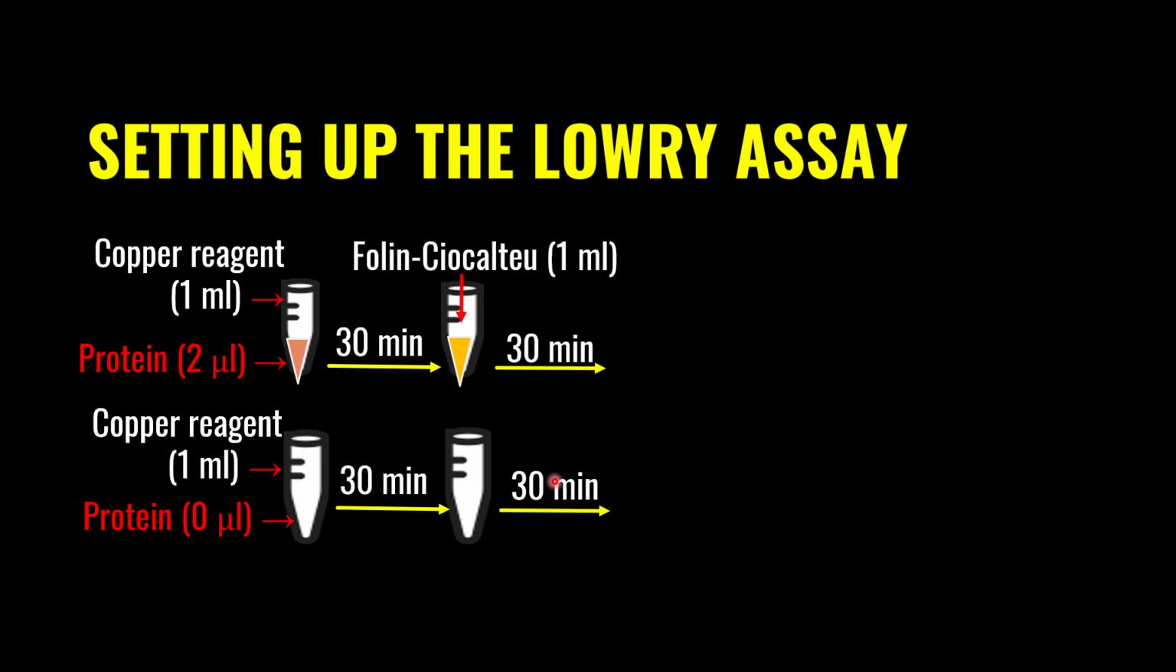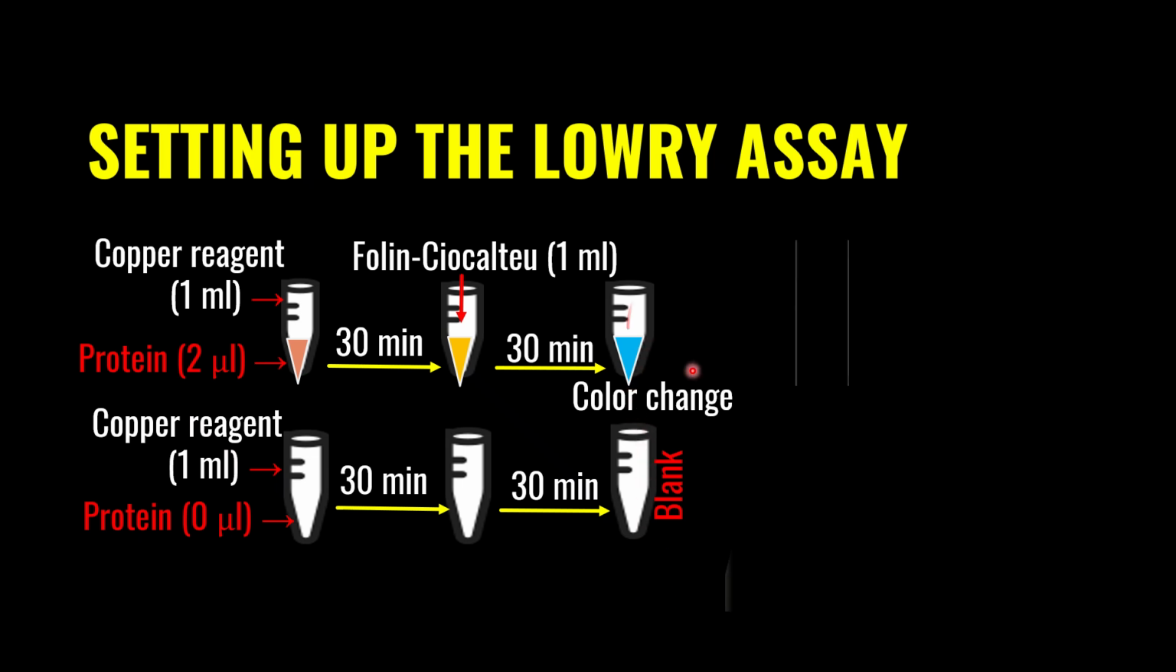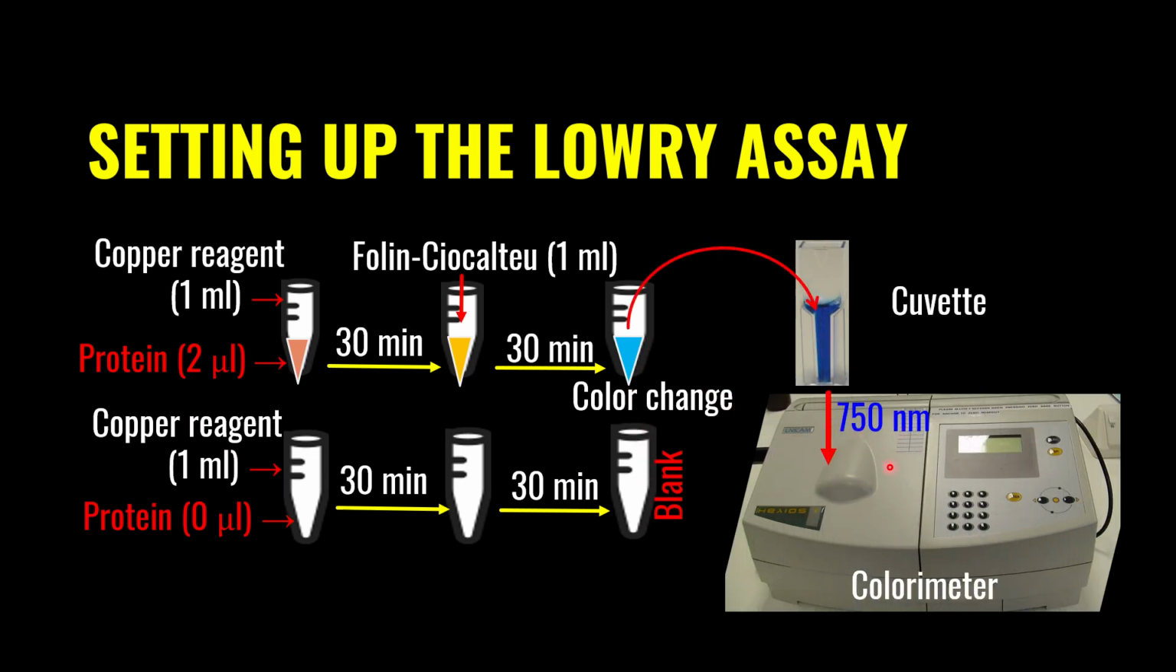Add Folin reagent. Incubate another 30 minutes and you will see color change. You will see color change in the sample tube but not in the blank. You transfer this into a cuvette and measure optical density at 750 nanometer using the blank, which you prepared here, in a colorimeter which is shown here.